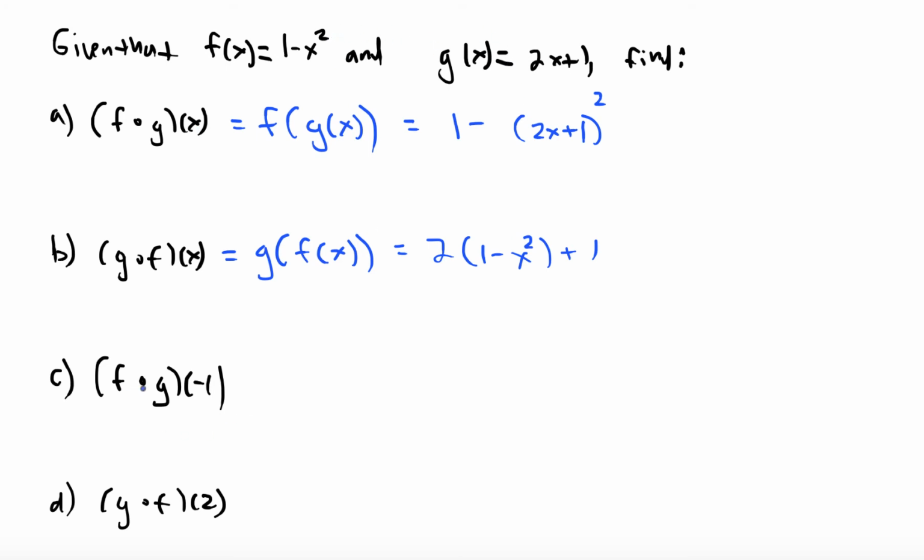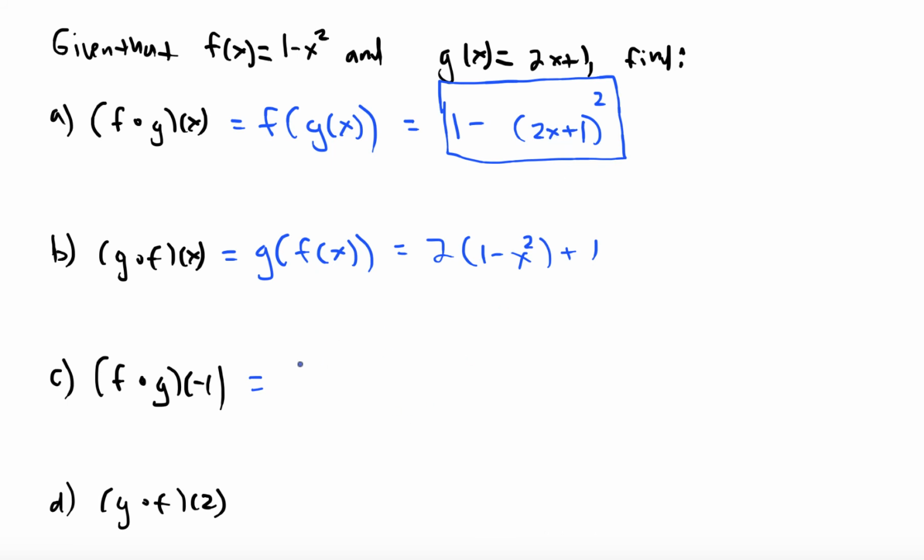What does this mean? F of g of negative 1. Okay? So this means that we're going to take the composite function of f of g and evaluate that at negative 1. There's two ways to do this. Okay? So you notice that in part A, we actually found f of g of x, right? So how do you think we could find f of g of negative 1? We can just plug in the negative 1 in here and get our answer. Okay? So that's one way to do this.